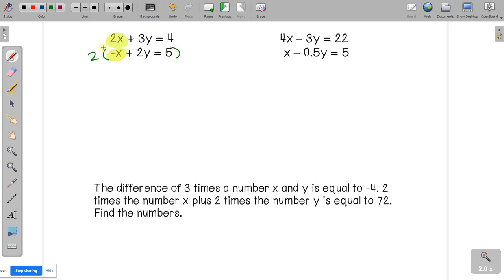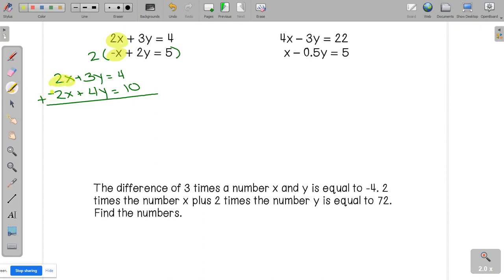Now let's check our signs. Do we have opposite signs? We have a positive and a negative. We do. So let's go on and multiply this through. We have our first equation, 2x plus 3y equals 4. Now multiply: 2 times -x is -2x, 2 times 2y is 4y, and 2 times 5 is 10. Add straight down.